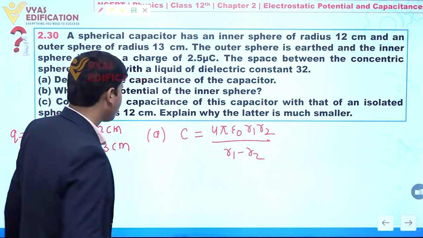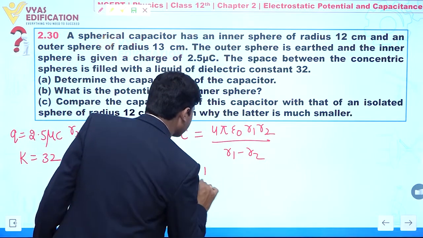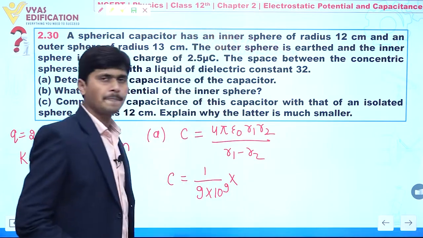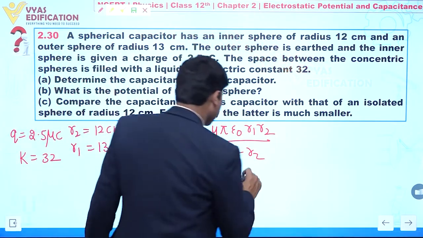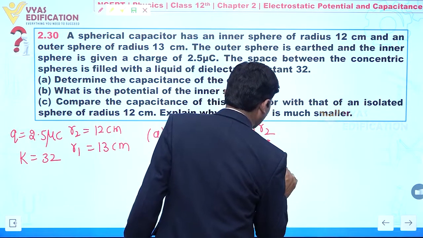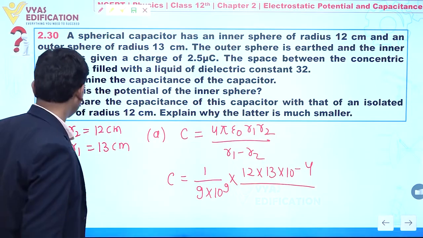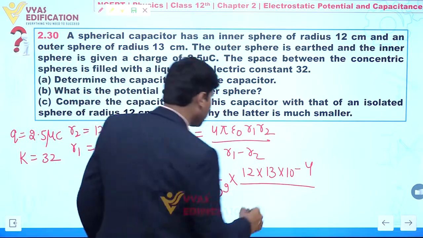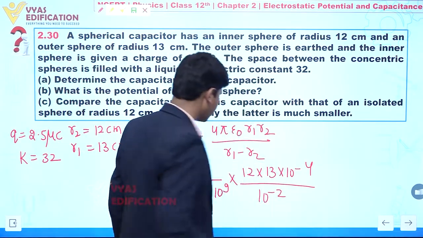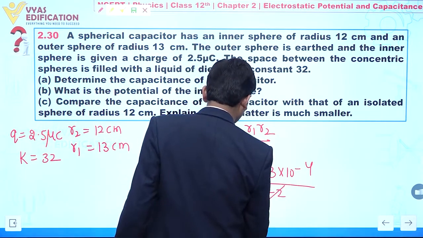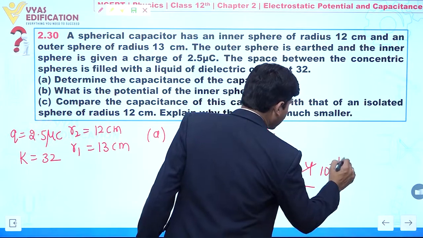Clear to you? So from here we can write like this, 4 pi epsilon naught is equal to 9 into 10 to the power 9, multiply R1 R2, we can see this is 12 into 13 into 10 to the power minus 4 divided by R1 minus R2, we can see R1 minus R2 is 1 centimeter, so this is 10 to the power minus 2. Clear? From here you can see this is 10 to the power 7, so we can say this is 10 to the power minus 11.